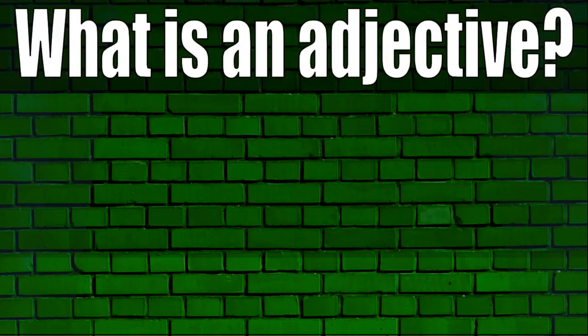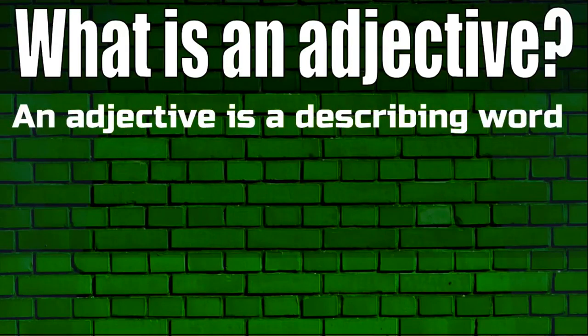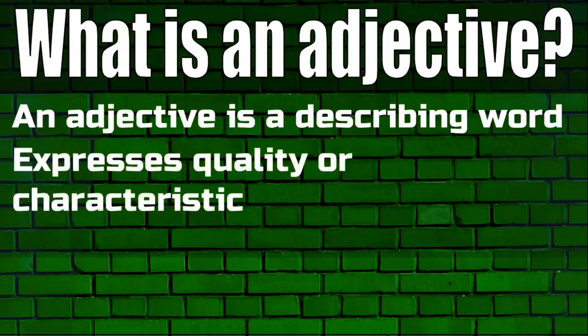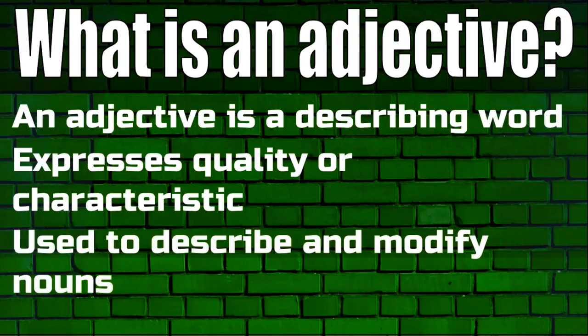The next part is about adjectives. What is an adjective? An adjective is any kind of describing word. It expresses quality or characteristic. And adjectives are always used to describe and modify nouns.